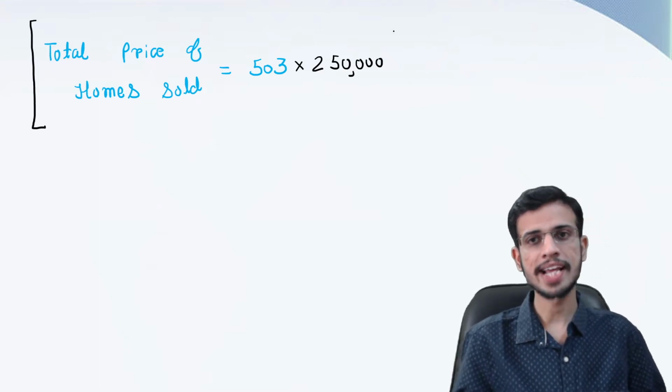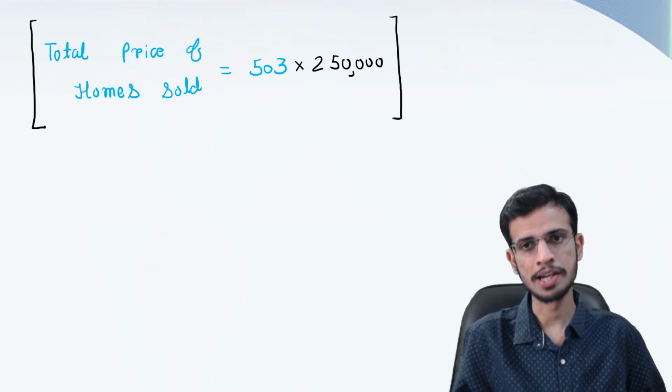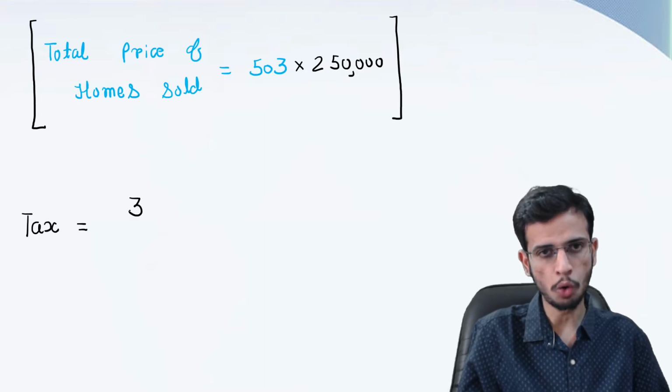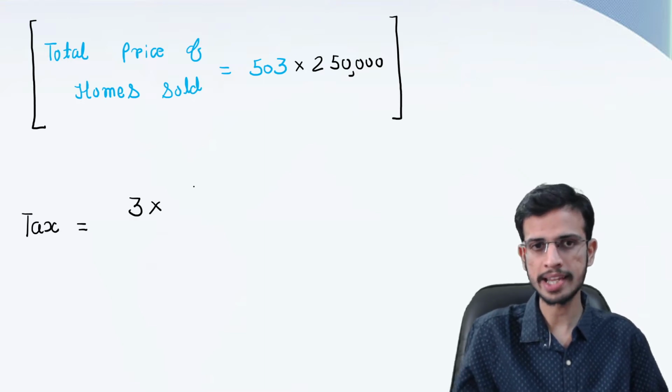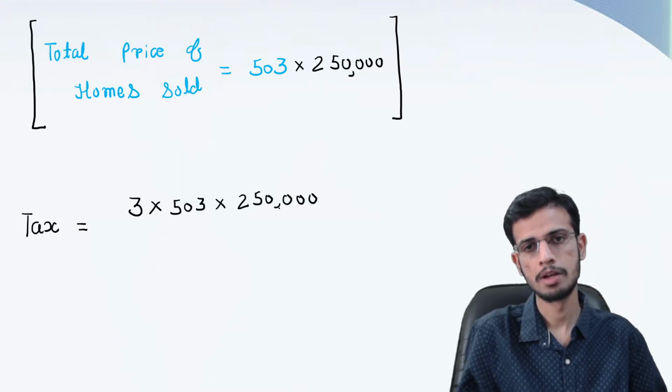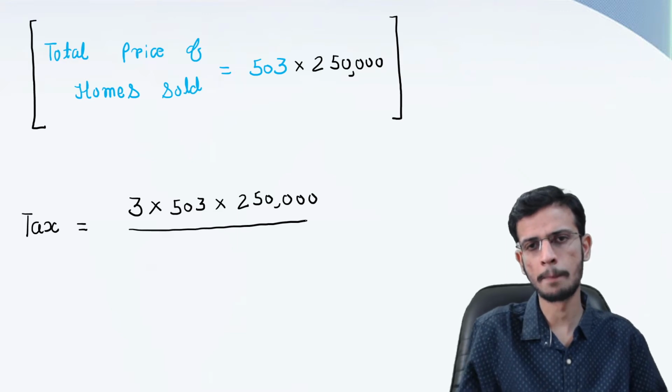What will be the tax? The tax will be 3% of this value. You have to find the tax collected in country T in 2009. So 3% of this value: 3 into this, divided by 100, and we have to find an approximate value.